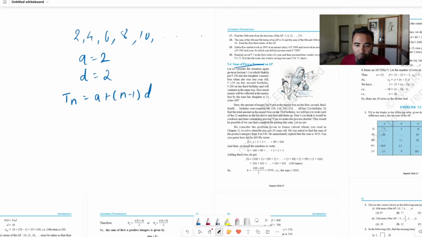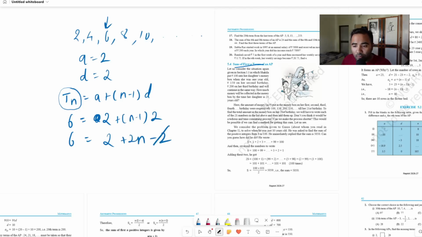What does this formula tell you? Here you will place the number itself. For example, 6. So if you write 6 over here, 6 is equal to A, which is 2, plus (n minus 1), D is again 2. If I solve this equation, 6 is equal to 2 plus 2n minus 2. 2 and 2 cancel. So n is equal to 6 upon 2, that is equal to 3. So the third term is 6.